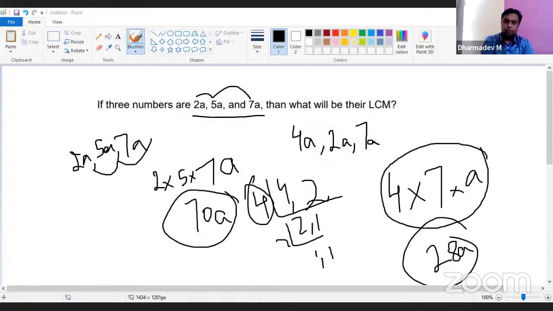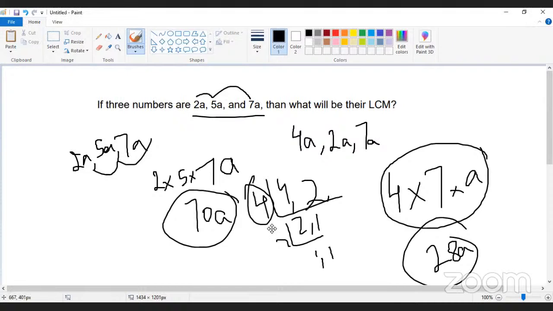Next one. Find the HCF of the fractions. Can you see the question?